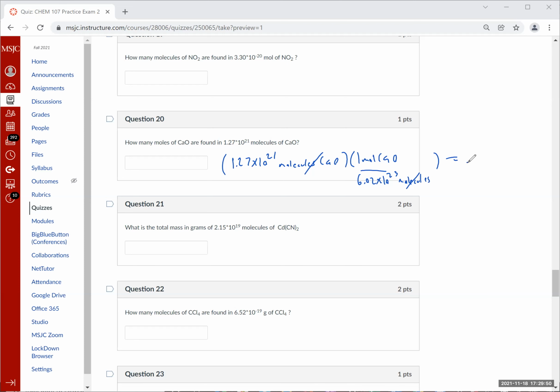And that in turn gives us 0.00211 moles of calcium oxide. Does this make sense to everyone so far? Any questions?